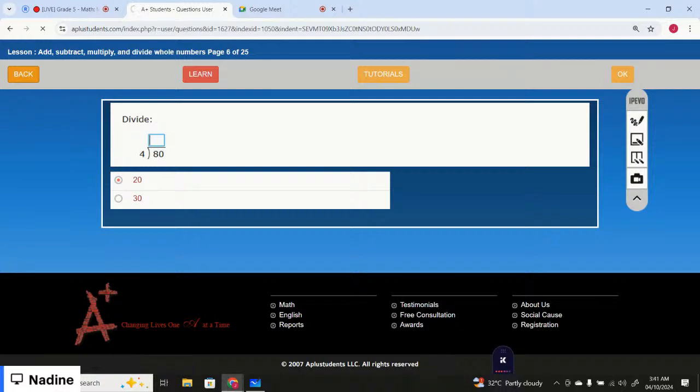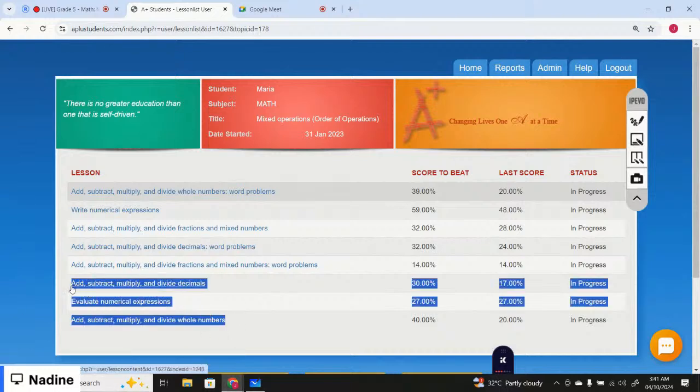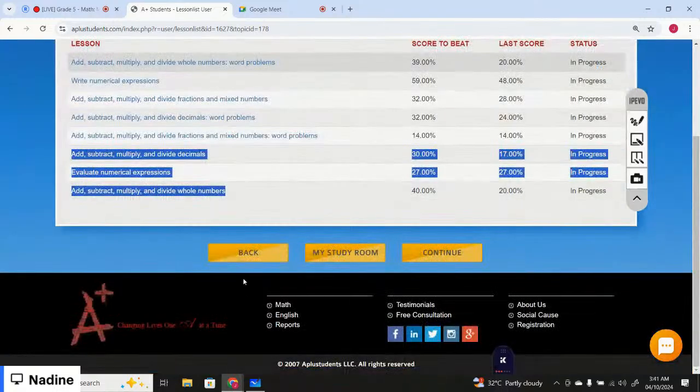So we were working on grade 5 math. The chapter we were working on is mixed operations. The lessons we have covered today are add, subtract, multiply and divide decimals, evaluate numerical expressions, add, subtract, multiply and divide whole numbers. So please make sure before the next session you complete all the practice questions for the lessons we just did. That is your homework until next session, right?